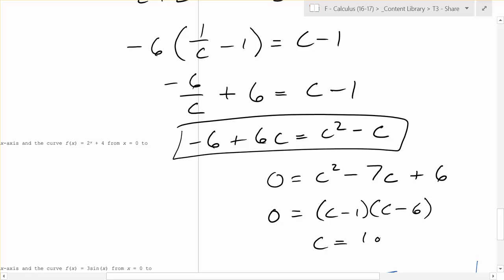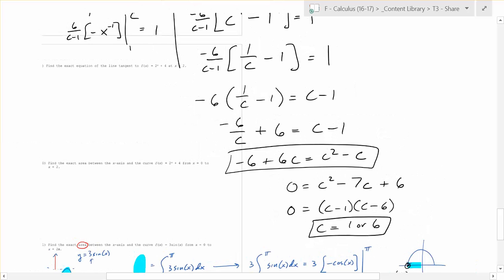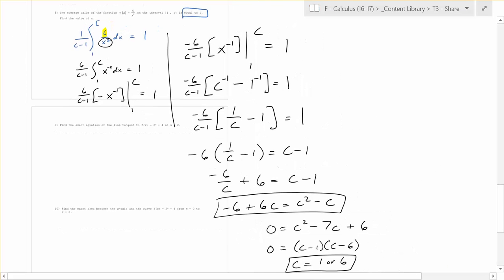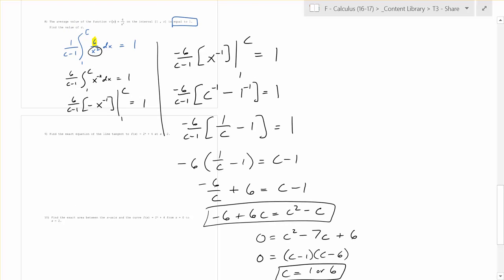Either 1 or 6. Exactly, c is equal to 1 or 6. Yes, that's a ton of work. It is.